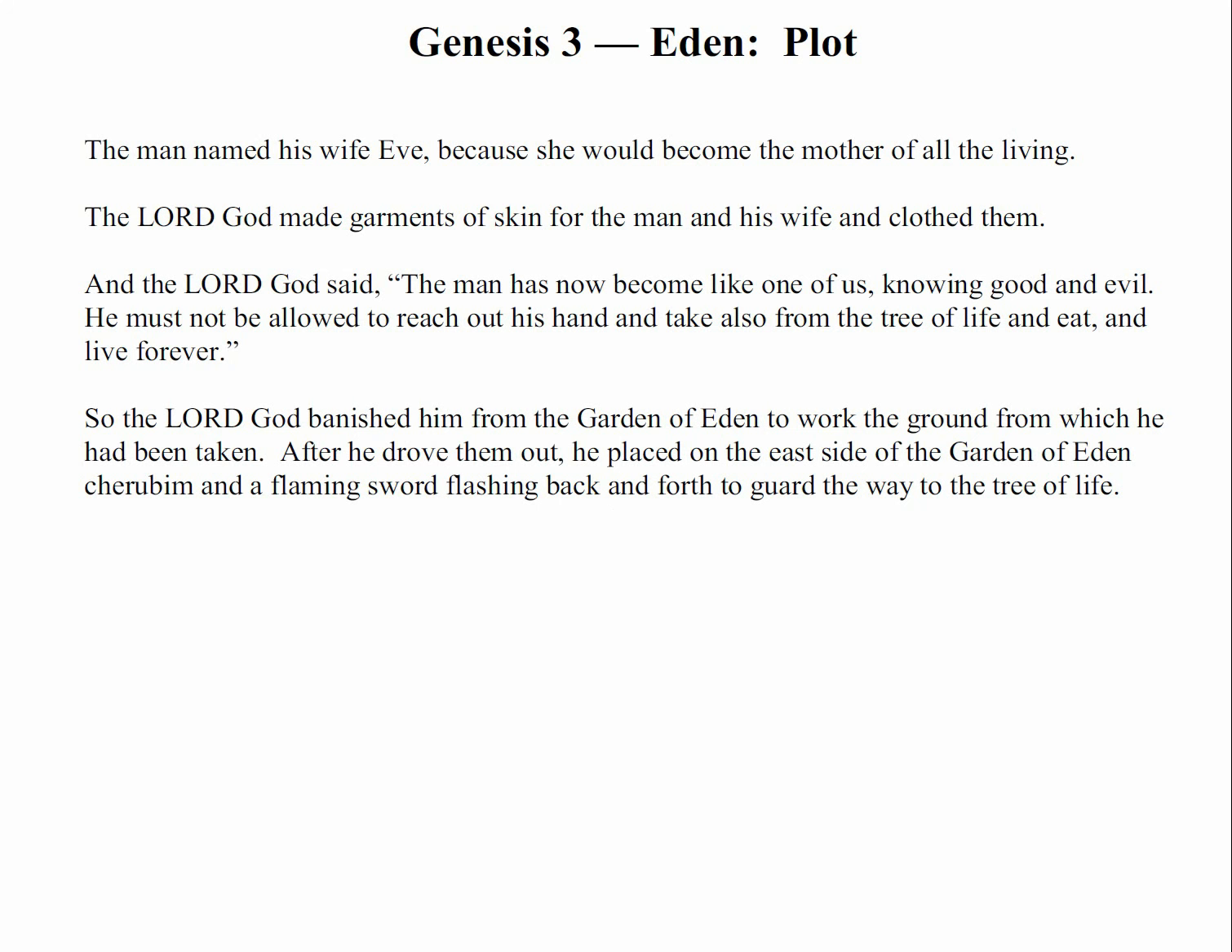So the Lord God banished him from the Garden of Eden to work the ground from which he had been taken. After he drove them out, he placed on the east side of the Garden of Eden cherubim and a flaming sword flashing back and forth to guard the way to the tree of life.